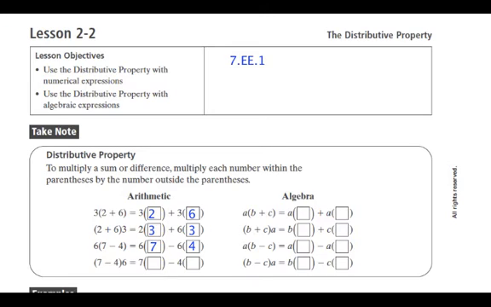For the last arithmetic problem, the 6 is after it. So we're going to distribute the 6 to the 7 and to the 4. So you end up with 7 times 6 minus 4 times 6.